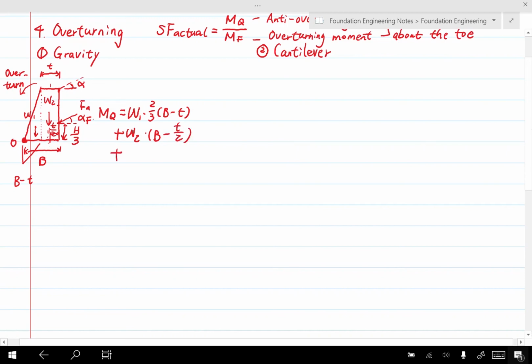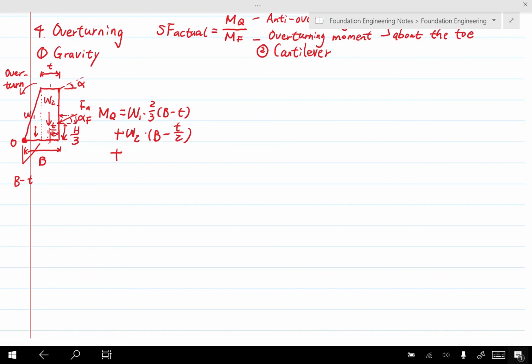Then FA can also contribute to the anti-overturning moment. But if we try to get the moment caused by FA directly, that would be challenging. So we split it into two components, the vertical component and the horizontal component. If you take a look, you will find that the horizontal component will generate an overturning moment, while the vertical one will generate a clockwise, anti-overturning moment.